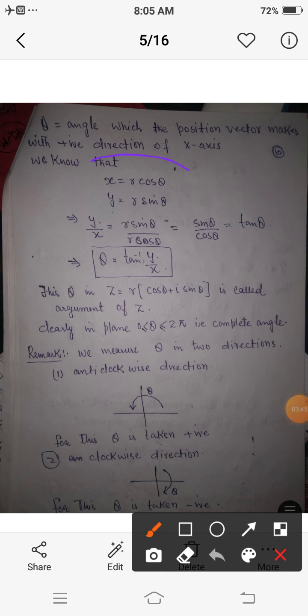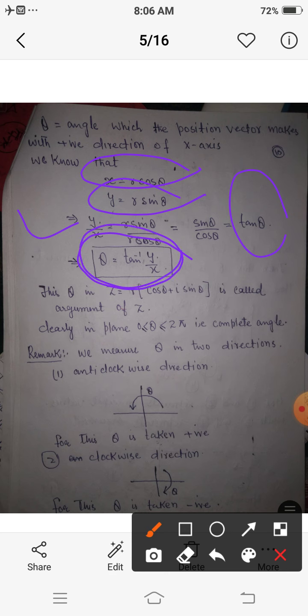Here we know that x = r cos theta, y = r sin theta. Now dividing y upon x, it is y upon x equals r sin theta upon r cos theta. R cancels, it is simply tan theta. Now theta is simply tan inverse y upon x. So here r is root of x square plus y square, and theta is tan inverse y upon x.